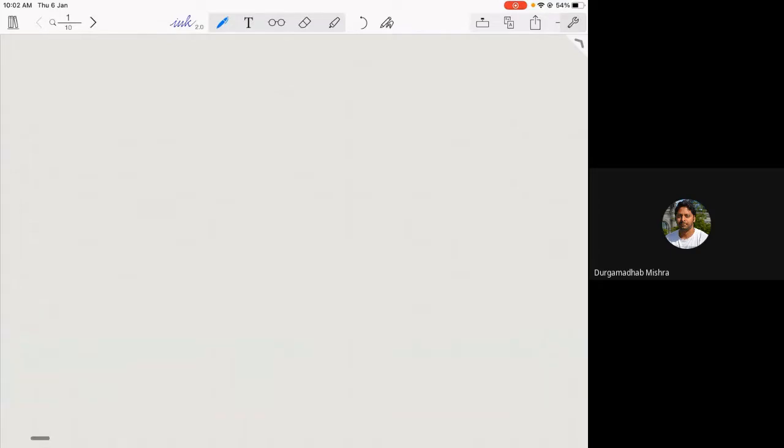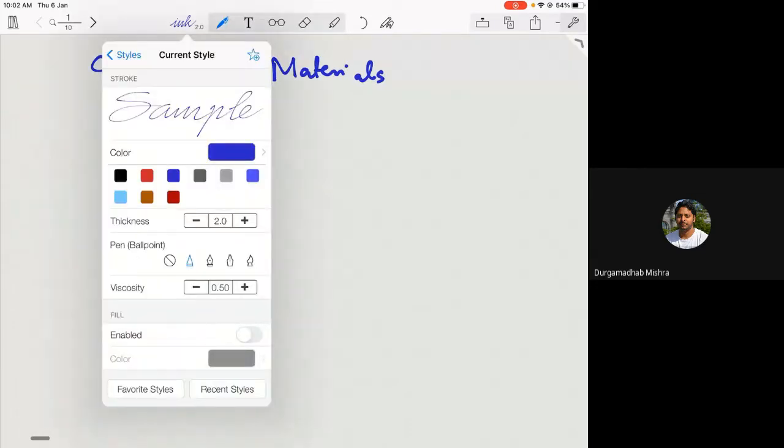And so I told you that one type of classification is based on the structure. So let's start with that. So let's look at the crystalline material. So what is a crystalline material? So let's use this.